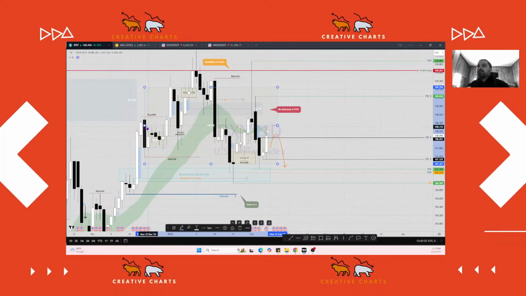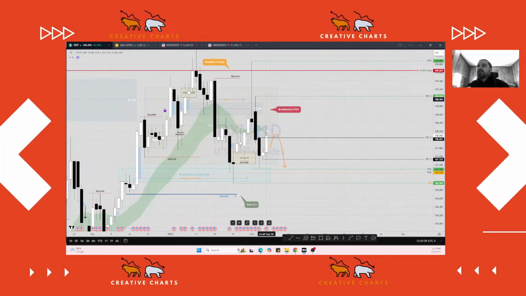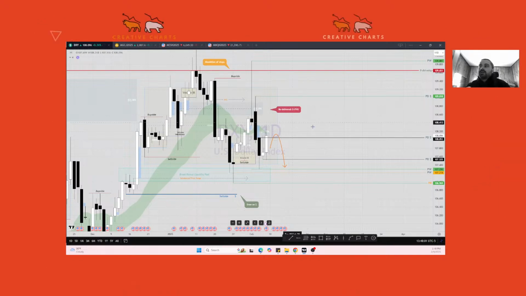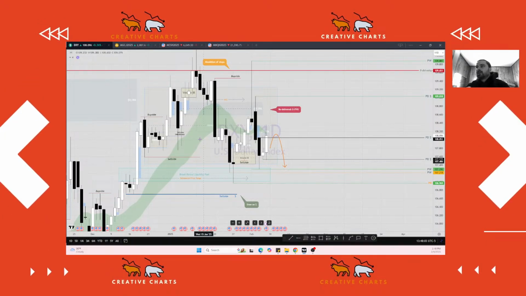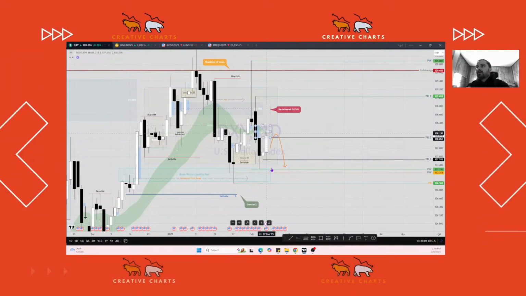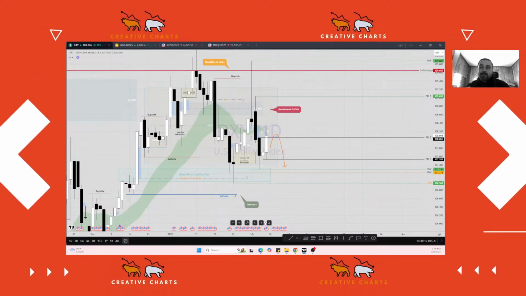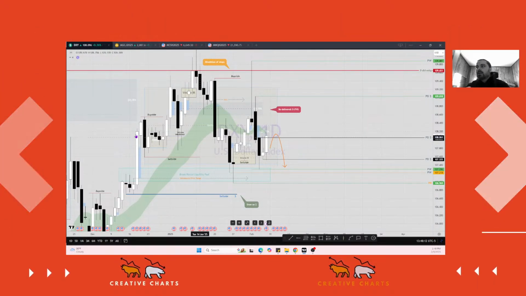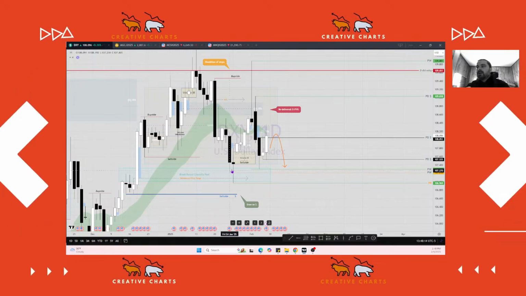I would call this a bullish higher time frame range. So bullish range, bearish pullback. That's a bullish range, bearish pullback is what I'm looking at. And price can do many different things.